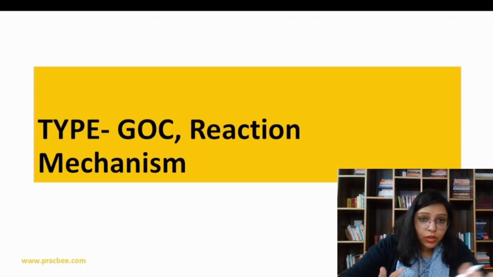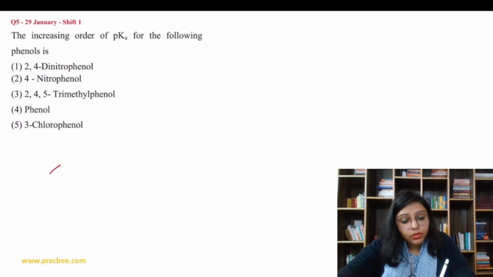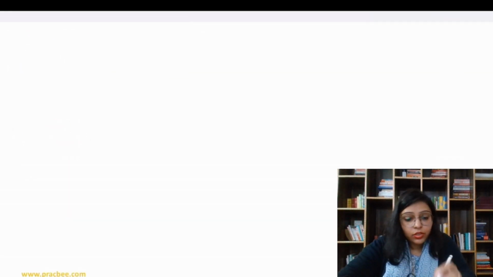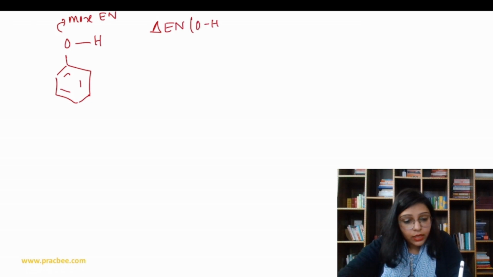Okay, now moving on, let's discuss type 1 questions. In the type 1 questions, I'm going to take some questions related to GOC and reaction mechanism. Okay, so now moving on to question number 1. Question number 1 says: the increasing order of pKa for the following phenols is. So if we talk about phenol, phenol is this, C6H5OH. Here hydrogen is bonded to a more electronegative atom, so the electronegativity difference of the O-H bond is high.